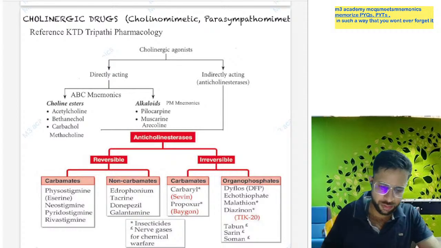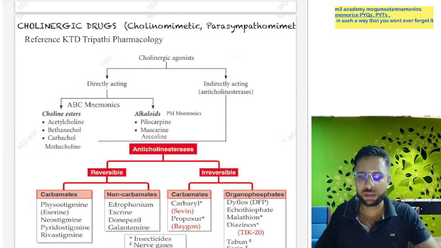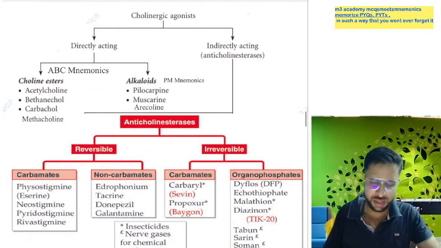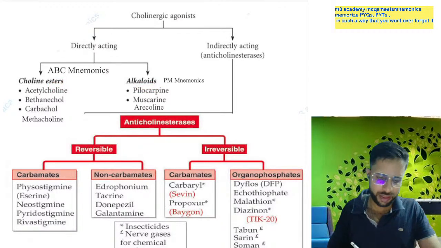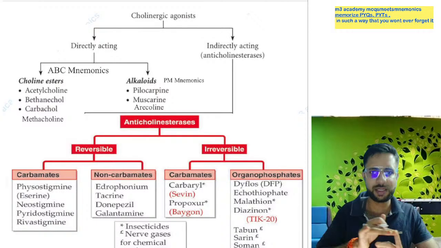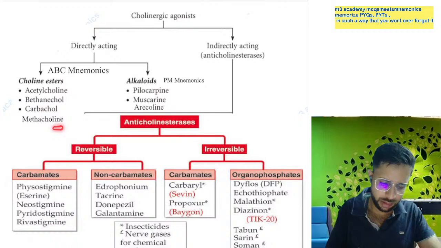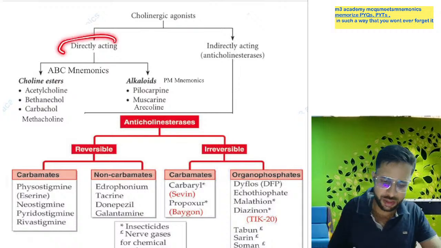Yes, so cholinergic drugs. Cholinergic means the cholinomimetic and parasympathomimetic drugs. Yes, this is the classification. So these are the directly acting drugs. Directly acting drugs are choline esters and alkaloids. For choline esters, just remember ABCD: acetylcholine, bethanechol, C means carbachol, and methacholine. Yes, which are the alkaloids? They are PM: pilocarpine, muscarine and arecoline. So these are the directly acting.